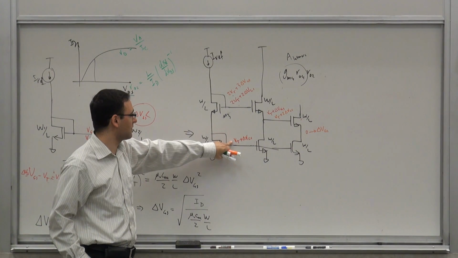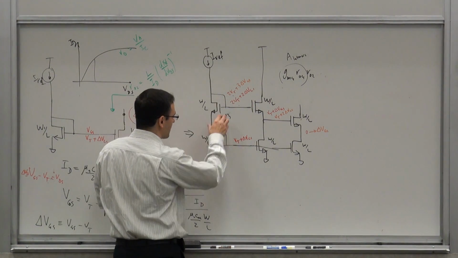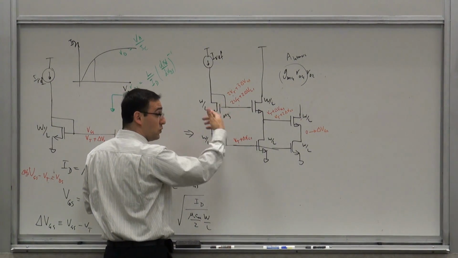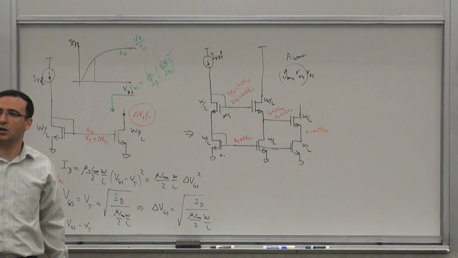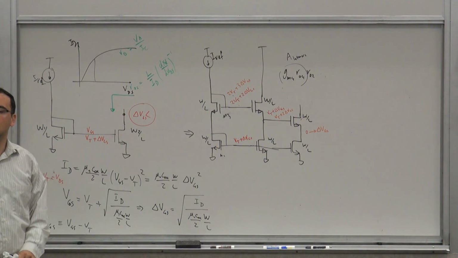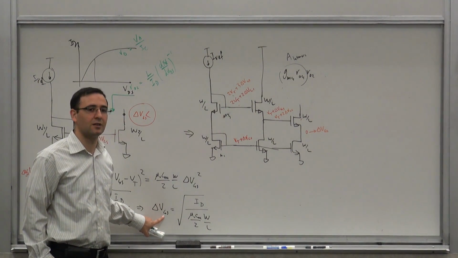Because this is VT plus delta VGS, and I want this to be 2 VT plus 3 delta VGS, which means that the voltage across here has to be VT plus 2 normal gate overdrives. So the new gate overdrive should be twice as large as the previous gate overdrive. So to double this, what do you need to do to your W over L? 1/4. Make it 1/4.